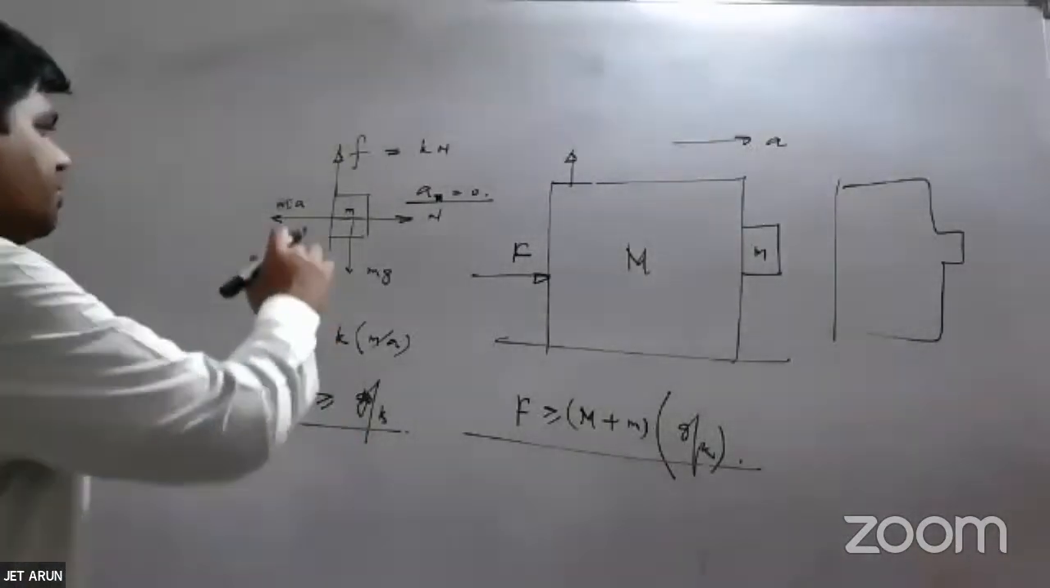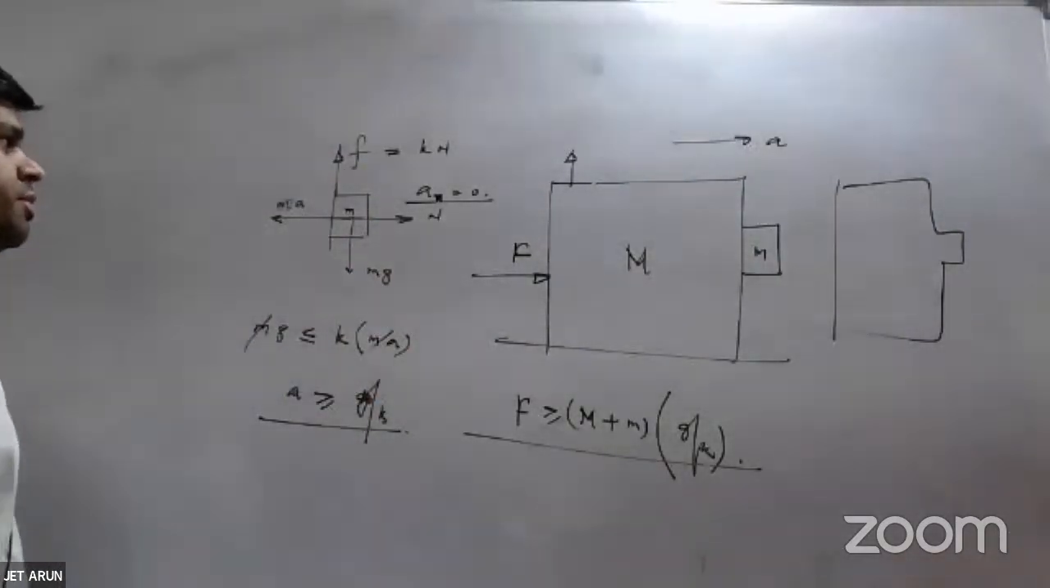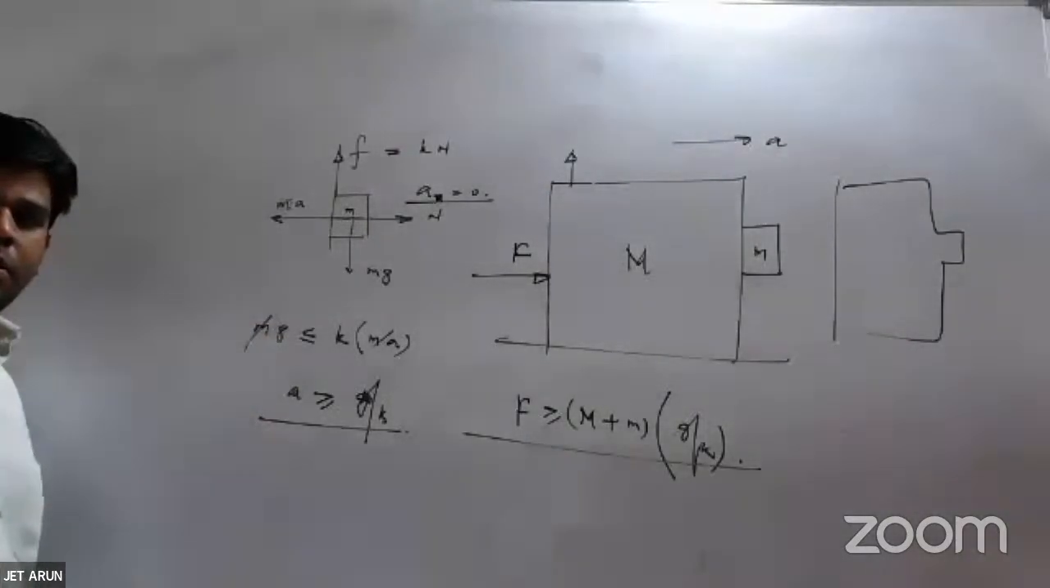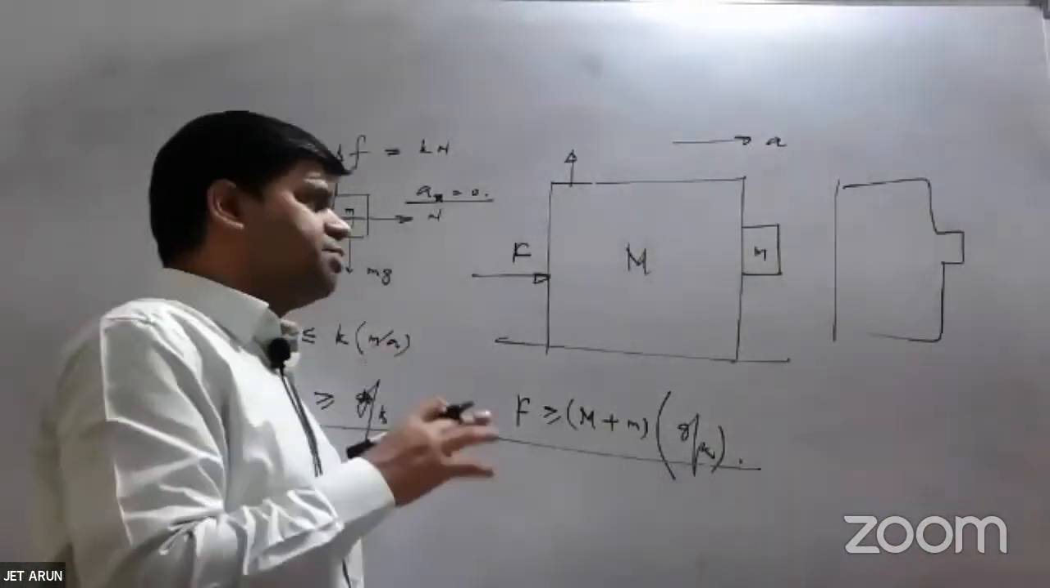What is the value of friction on the block, students, when it is at rest? Is it mu N? No, the limiting value is mu N. Friction is equal to the external force. I presume the surface to be smooth.